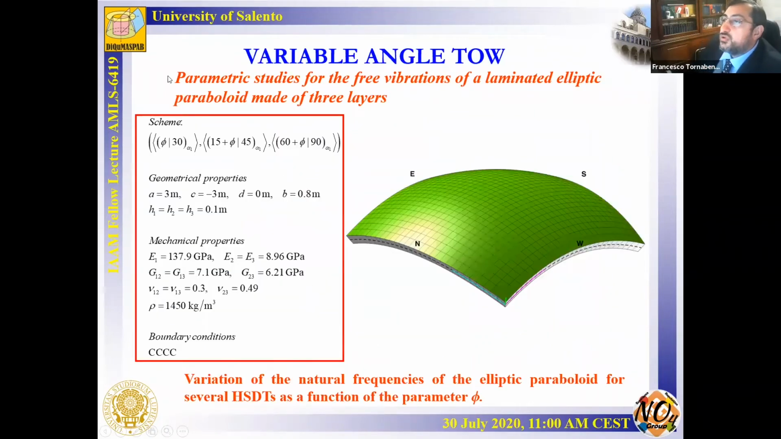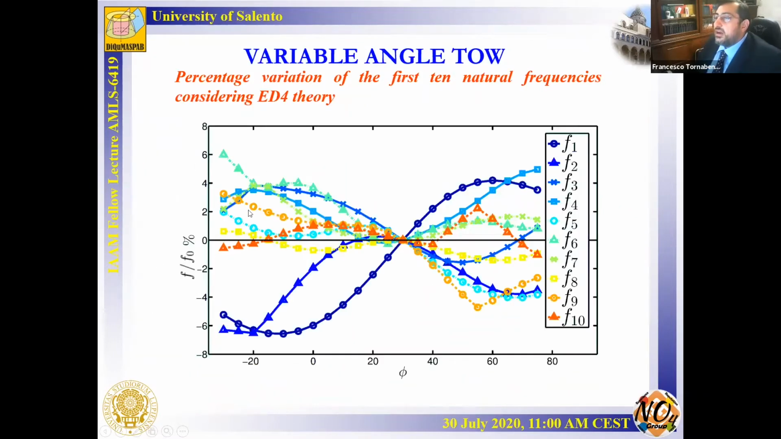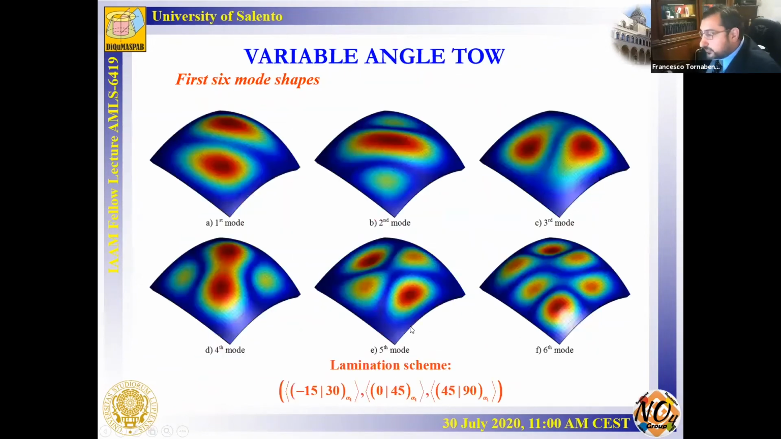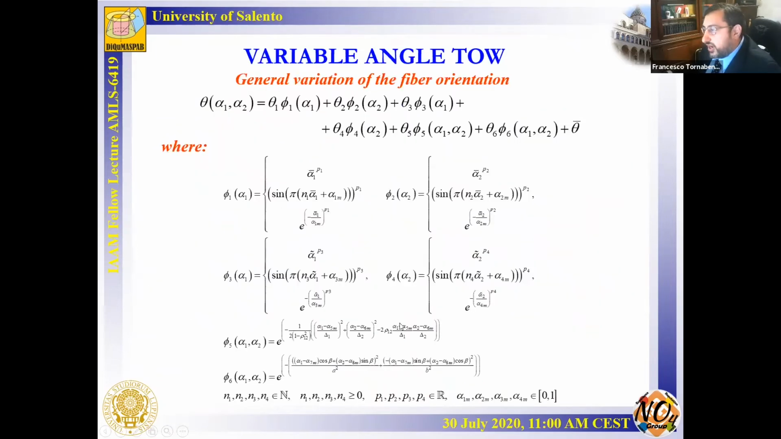After that, I want to show you a parametric study for the free vibration of a laminated elliptic paraboloid. Here I have considered a 3-layered structure, and I show you the sensitivity of the response of the structure by changing the parameter phi. And here I have reported, for this case, this sensitivity in terms of the first 10 frequencies. And here I reported also the first mode shape for this kind of structures.